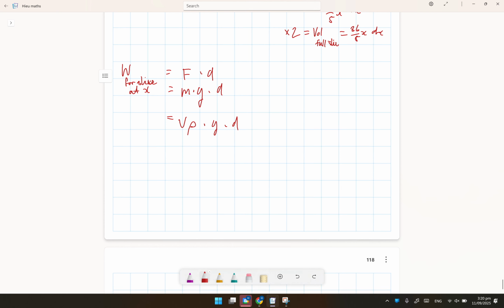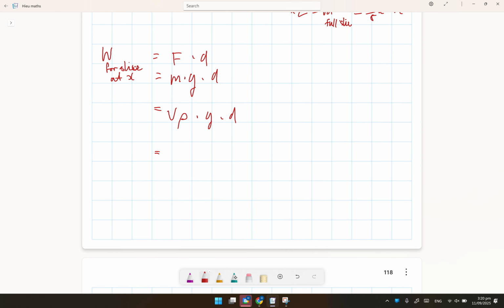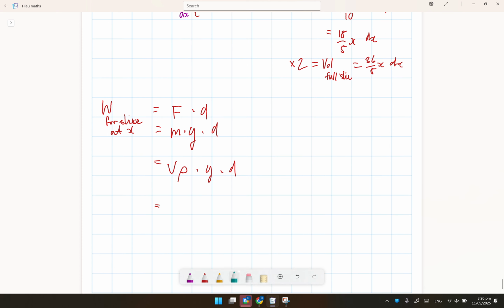So let's do all the things before distance. What's the volume? The volume is equal to 36 over 5x dx. What's the density? That's 1,000 kilograms per meter cubed. Multiplied by gravity, that's 10 meters per second squared, multiplied by distance.